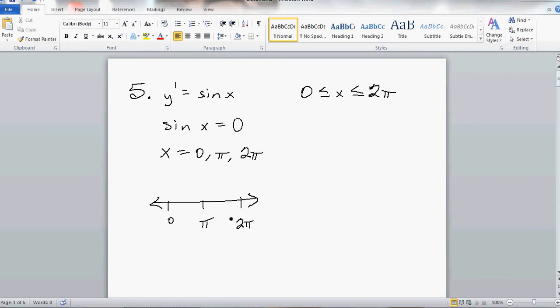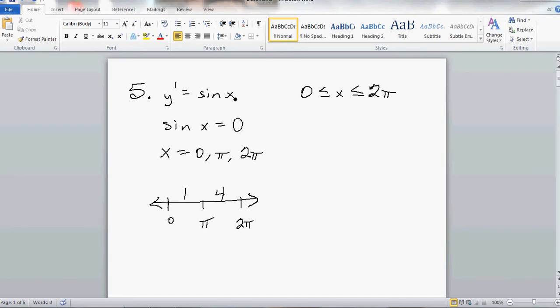I don't need to worry about anything over here because that's outside of our domain. All I have to do is worry about these two intervals right here. So I'm going to choose the value of 1 and the value of 4. Realize this is in quadrant 1, this is in quadrant 3. It could just as easily be in quadrant 2 or 4, but it doesn't really matter because sine has the same sign each time.